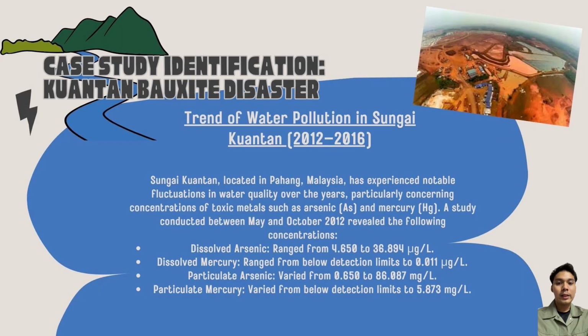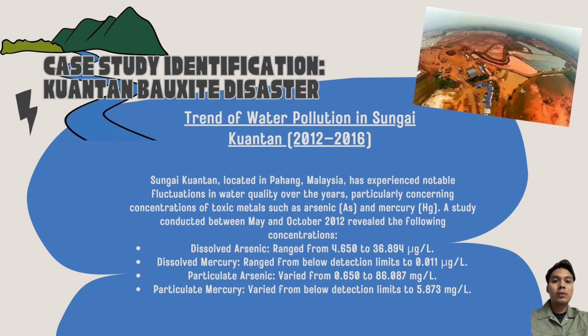Next is case study identification, which is the Kuantan bauxite disaster. Trend of water pollution in Sungai Kuantan between 2012 until 2018. Sungai Kuantan, located in Pahang, Malaysia, has experienced notable fluctuation in water quality over the years, particularly concerning concentration of toxic metals such as arsenic, As, and mercury, Hg. A study conducted between May and October 2012 revealed the following concentrations.